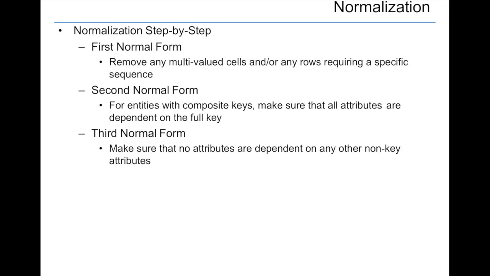So, walking through it step by step, we have the first normal form, and that is to remove any multi-valued cells or any rows requiring a specific sequence. So this was in Codd's first rules of relations, where he basically said things can't be dependent on row sequencing, and we can't have more than one thing in a cell. The second normal form is for entities with composite keys: make sure that all attributes are dependent on the full key. And then third normal form: make sure that no attributes are dependent on any other non-key attributes.